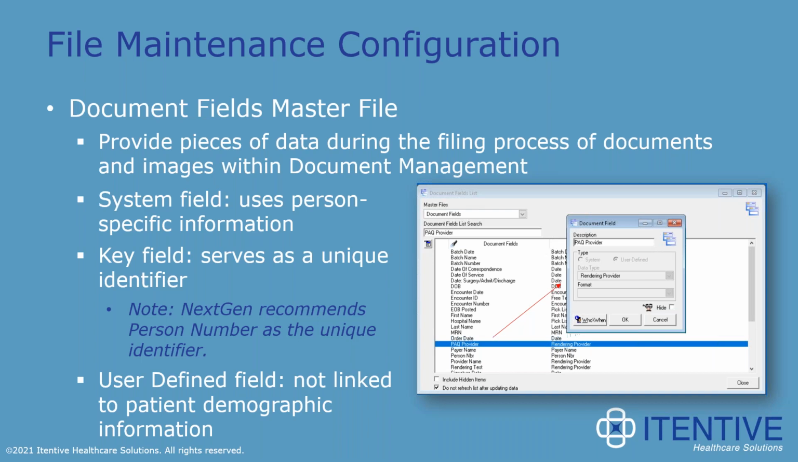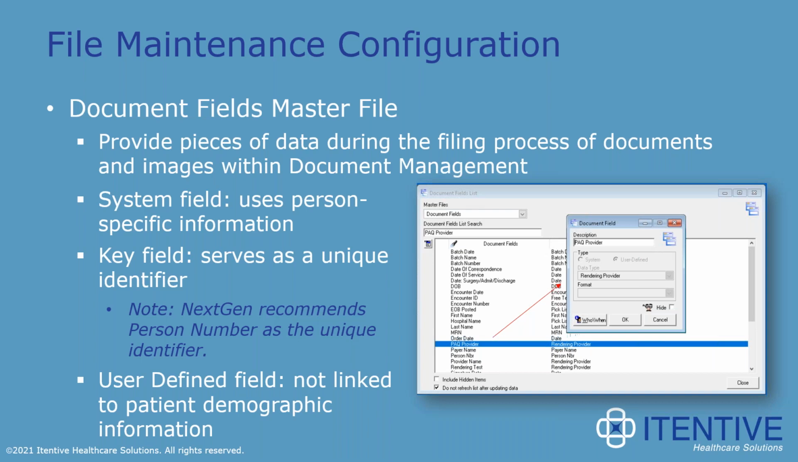The first is what we call a system field. A system field is going to use person-specific information. What I mean by that is something like a first name or a last name. Then our second type of document field is technically a subset of our system fields. Those are our key fields. That, like I said, is a type of system field, and that is going to serve as a unique identifier. That's going to help us with locating patient information while we're filing.